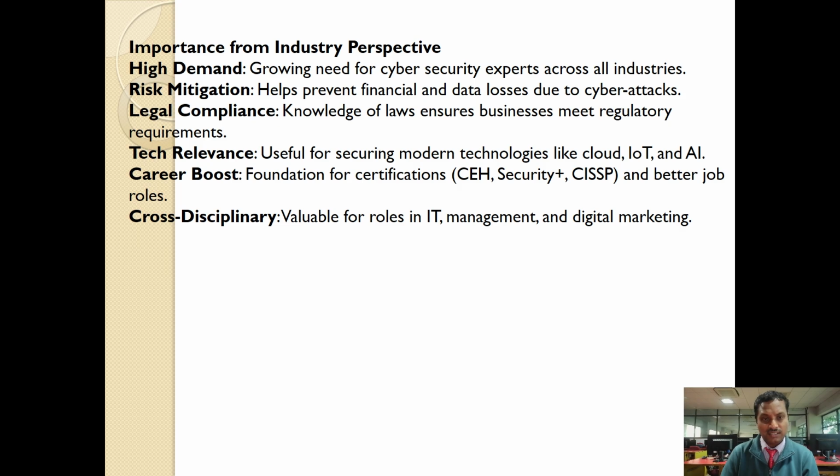Next is that it is cross-disciplinary. That is, it is valuable for roles in IT, management, and digital marketing. Obviously, if you want to get into this kind of roles, you should know the basics of cybersecurity. Only then you can easily manage everything.